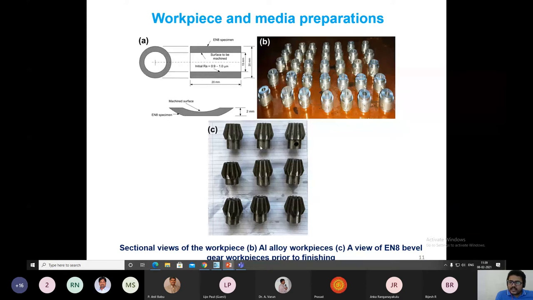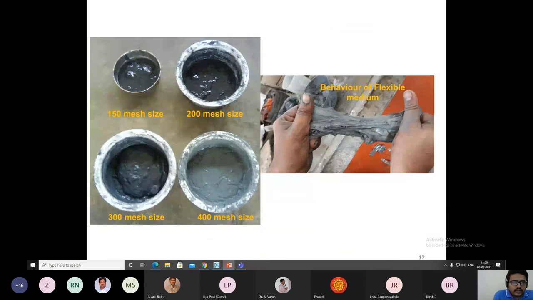Here we are using a bevel gear. The material may not be a criterion here; it may be a simple mild steel. But the shape, the geometry of the part, is important: what you are going to finish, whether it is a helical bevel gear or a bevel gear, etc. Like that, I have chosen the workpiece, and I have shown some video on the medium.